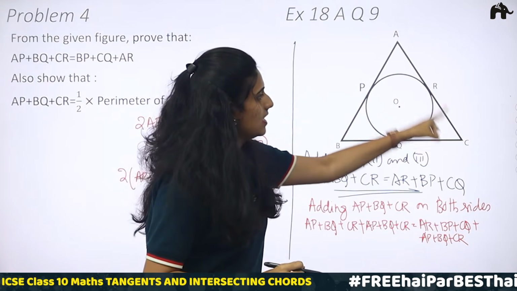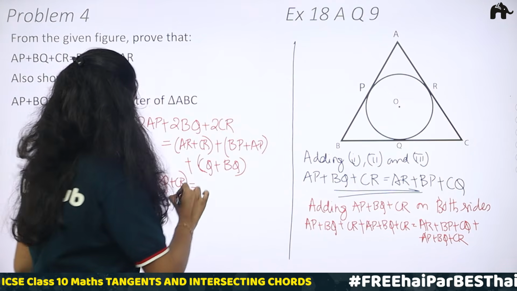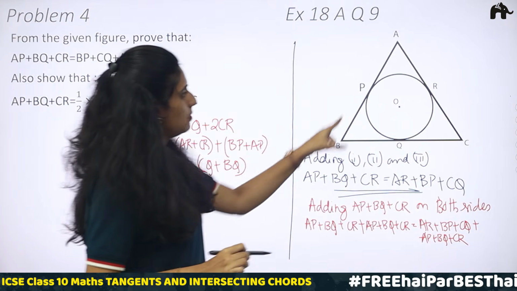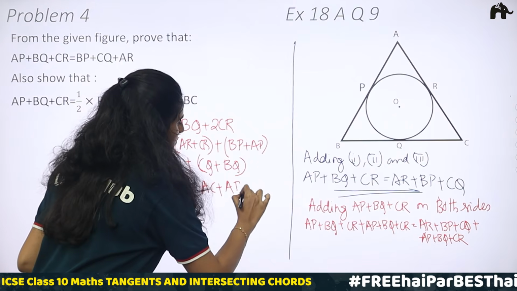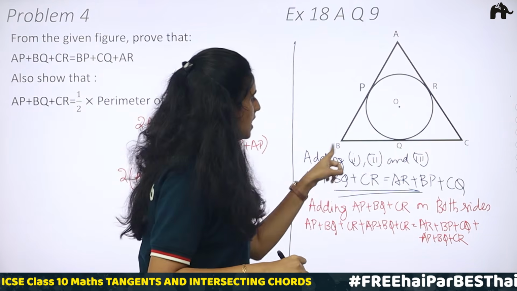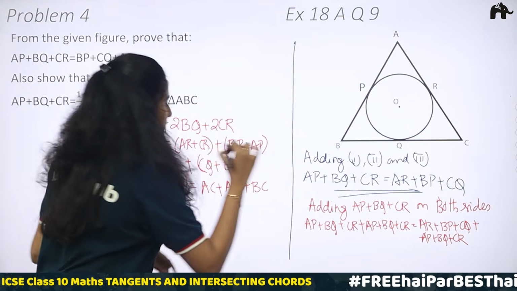AR is this and CR is this. That is AC. AR plus CR gives us AC. AC plus BP plus AP. BP, AP. We get side AB, plus CQ plus BQ. CQ is this and BQ is this. We will get BC plus BC.